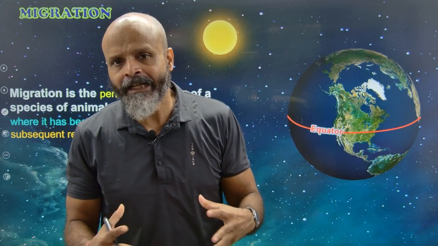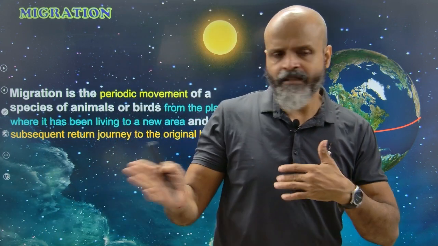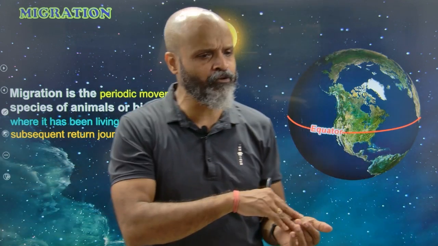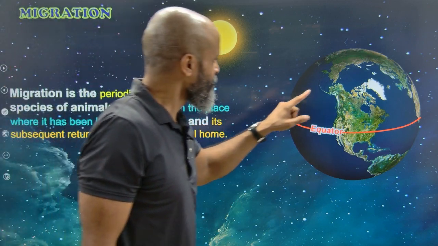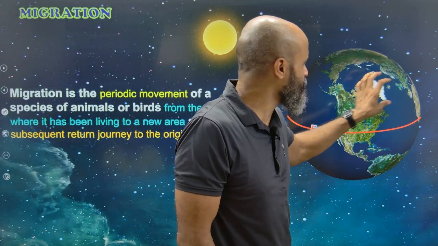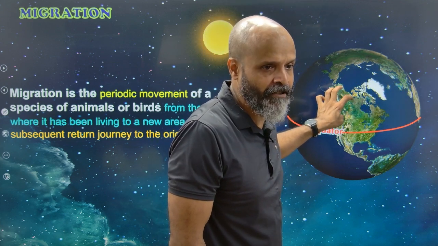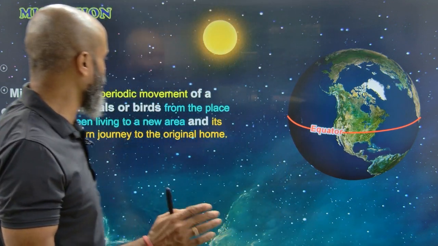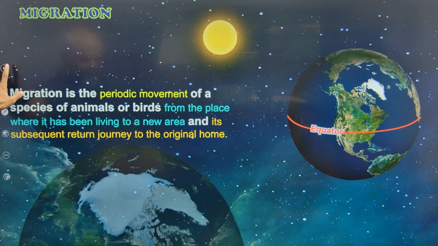African forests, at times these are dry regions, so animals tend to move towards regions which have more water. So that keeps on happening. Again, when there are rains, they are back to their native place. So this migration keeps on happening. Migration is both ways. One, moving from your native place to a different place for certain reasons, and then again coming back to the same place. This will keep on happening, with the subsequent return journey to the original home. Okay, so this is called migration.